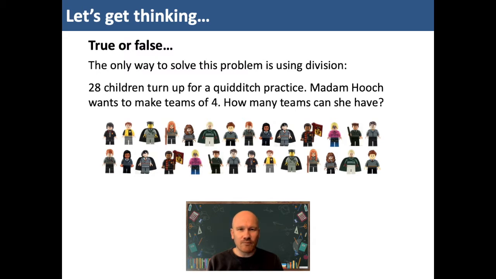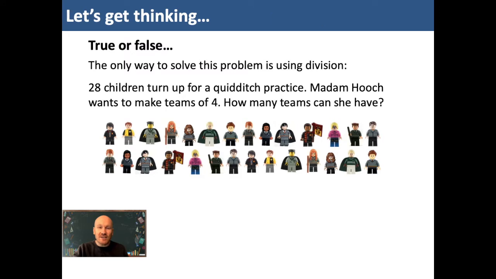And here's the problem. 28 children turn up for a Quidditch practice. Madam Hooch wants to make teams of 4. How many teams can she have? Do you think it's true? The only way to solve that is using division, or is it false? No, I can solve that using different ways. Pause the video for a couple of minutes, discuss your thoughts with your partner, and then be prepared to share your reasons with the rest of the class.